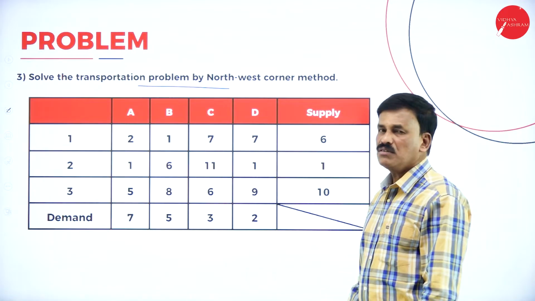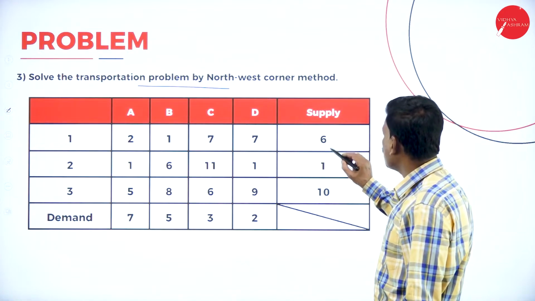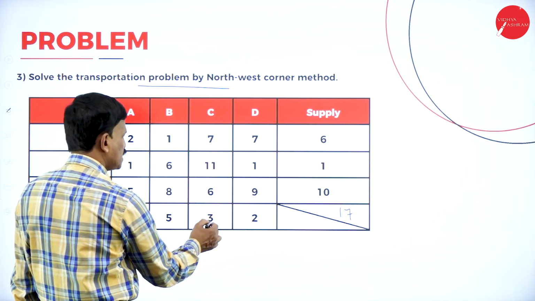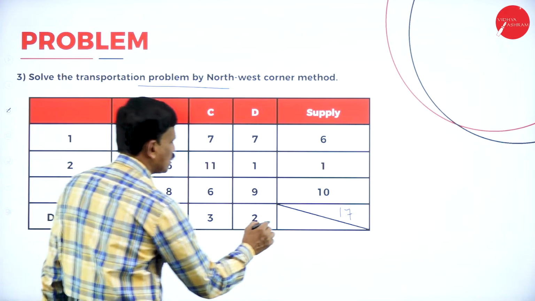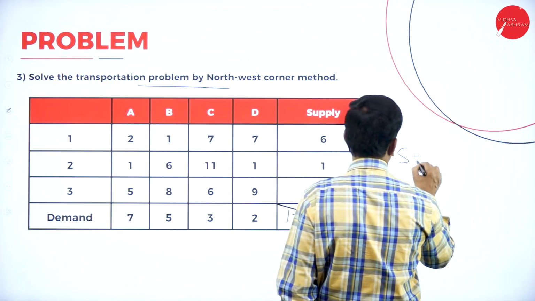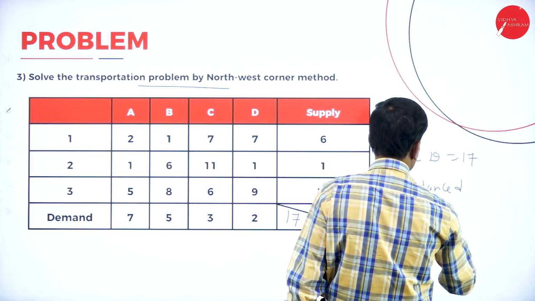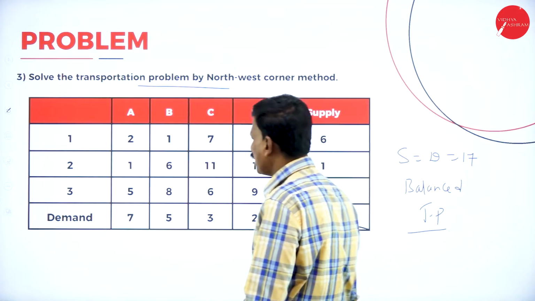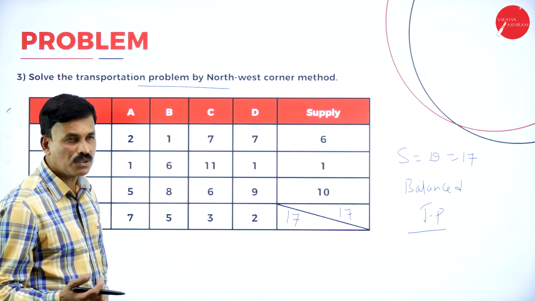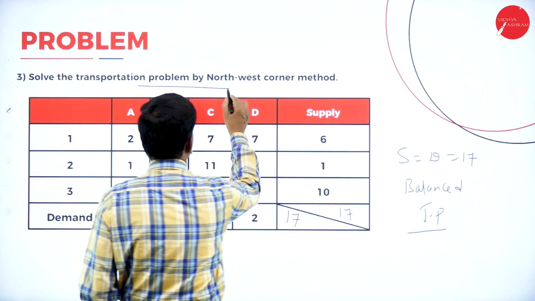Now, first verify whether it is a balanced transportation problem or not. Now, just add this. 6 plus 1 is 7 plus 10 is 17. And here the demand 2 plus 3 is 5, 5 plus 5 is 10 plus 7 is 17. So, supply is equal to demand. Therefore, this is a balanced transportation problem. Okay. Now, let us solve this. Now, according to the method, what is the method we are applying?